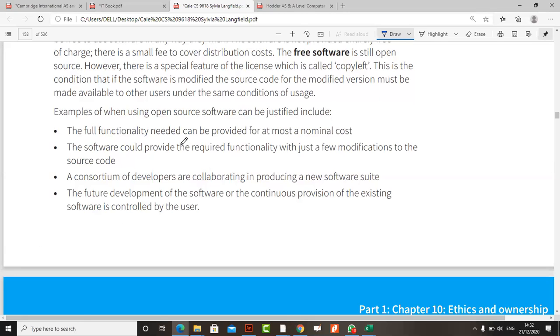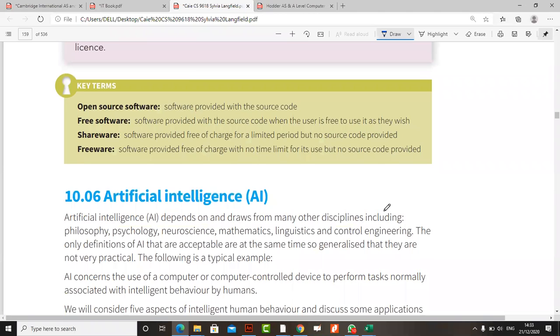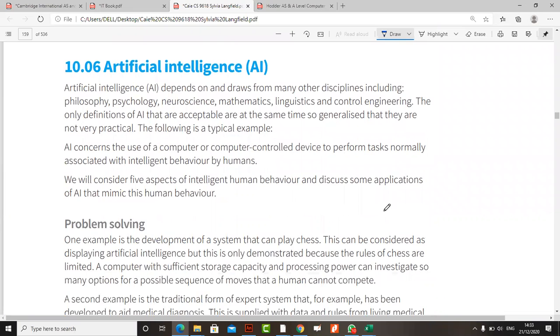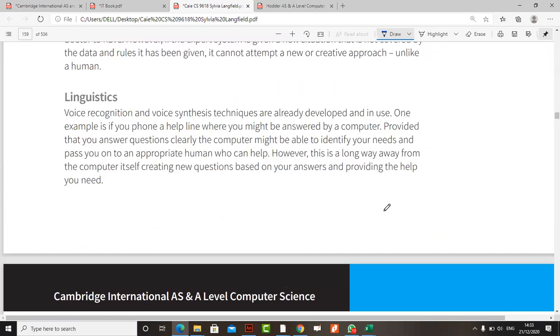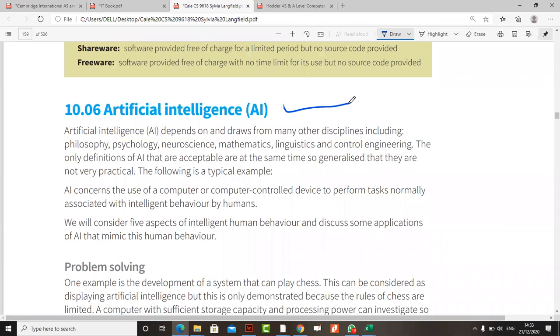So examples of using open source software will include what we have discussed, you can go through them. AI is a topic that, can I discuss this separately some other time? It's very interesting, and I want to give it a full lecture on AI.